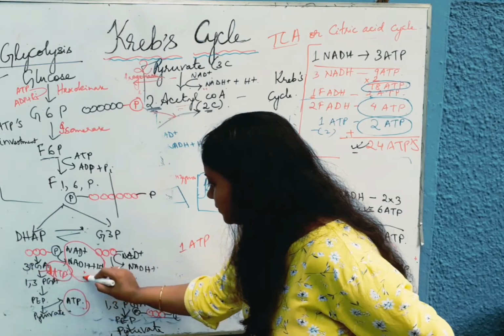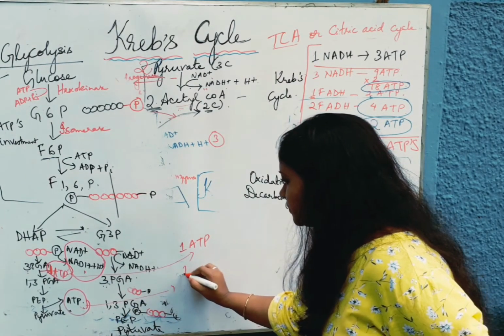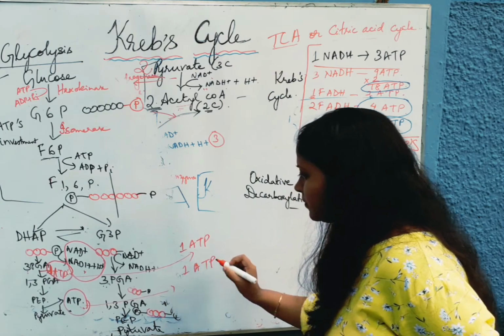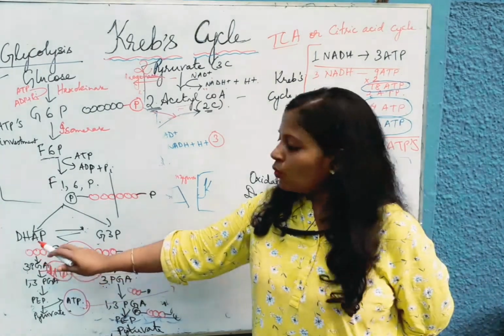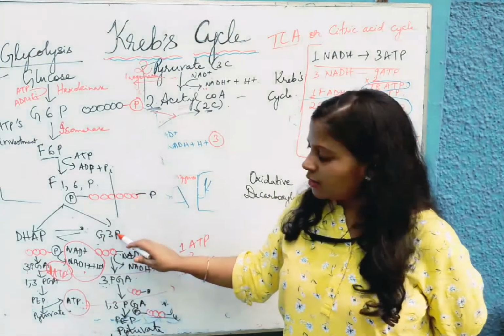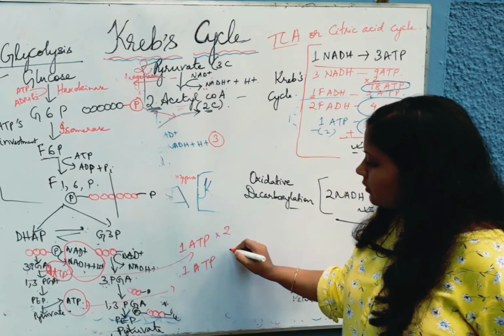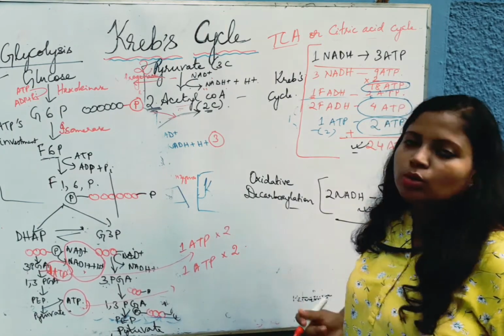Okay. Here 1 ATP. Here also 1 ATP. Okay, I am taking from one reaction, but this is taken as twice. Instead of taking separately, I have taken it twice, so it will be multiplied by 2.